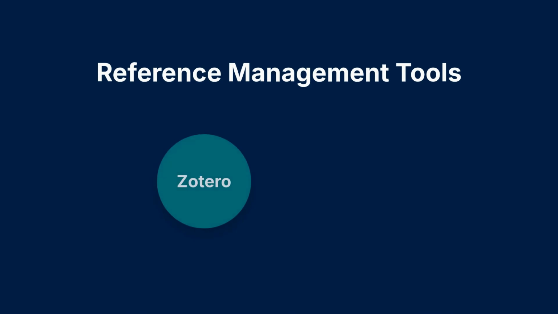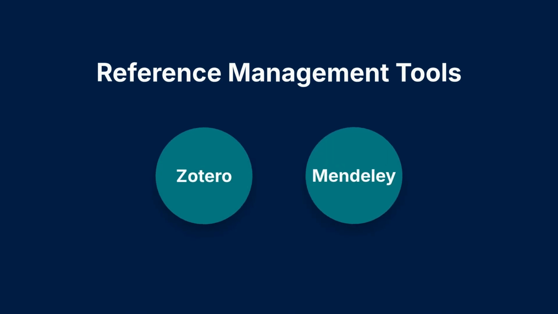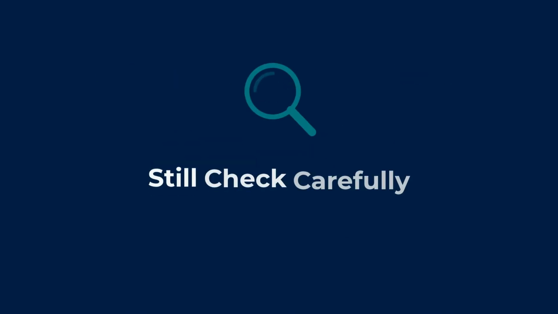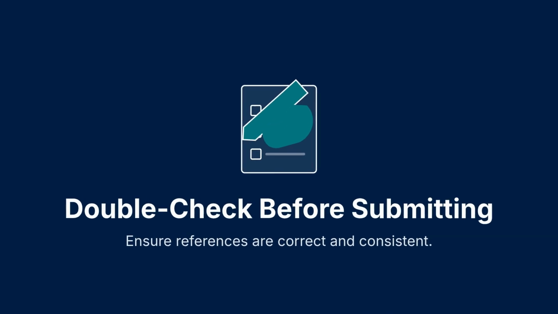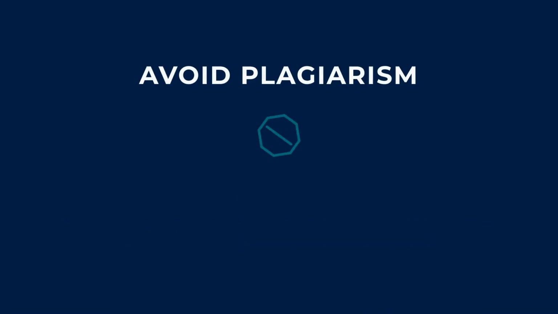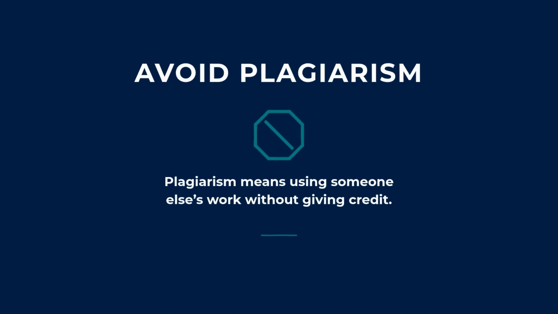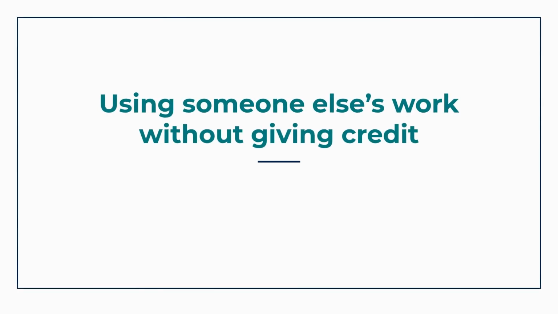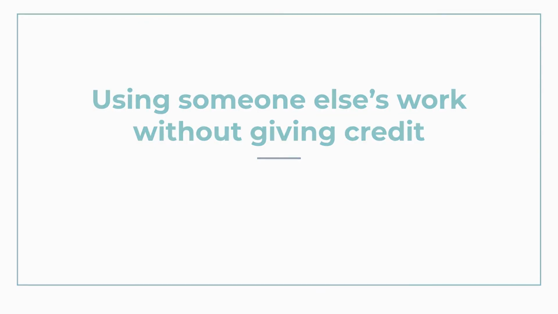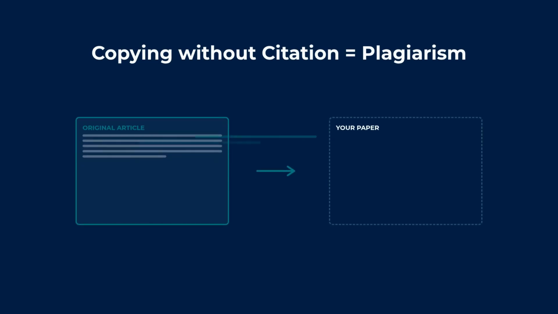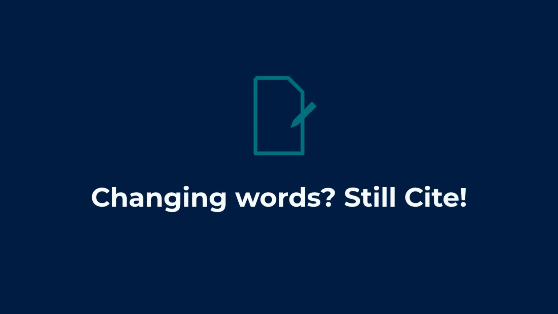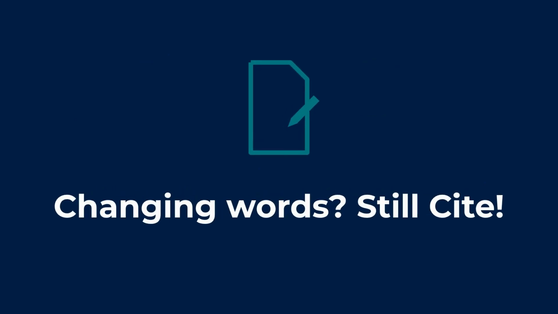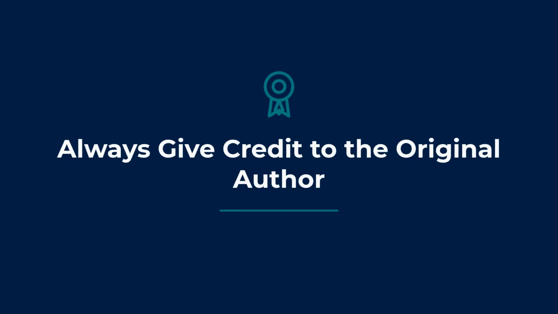Tools like Zotero or Mendeley can help you manage references and reduce errors, but you still need to check everything carefully. Before submitting your thesis, always double-check your references to ensure they are correct and consistent. Citing sources properly is essential to avoid plagiarism. Plagiarism means using someone else's work without giving credit. For example, copying a paragraph from an article without citation is plagiarism. Even if you change the words slightly, you still need to cite the source. Always give credit to the original author.